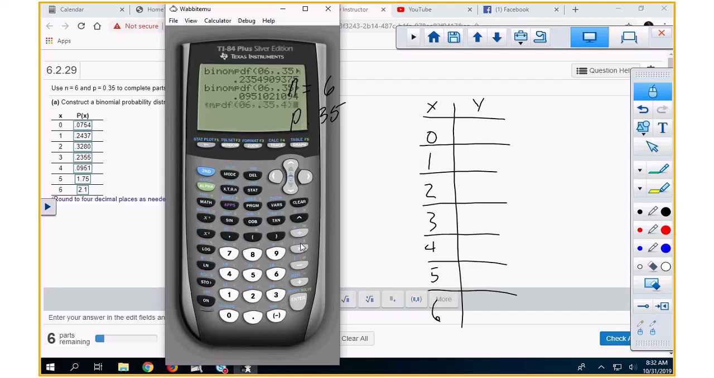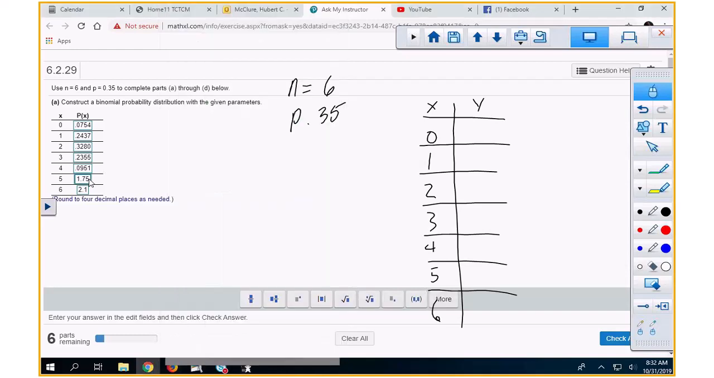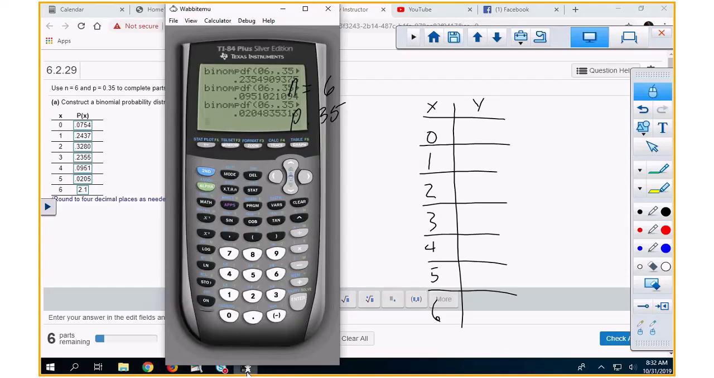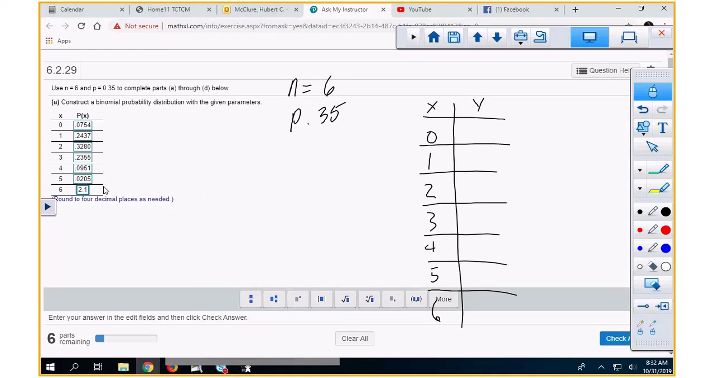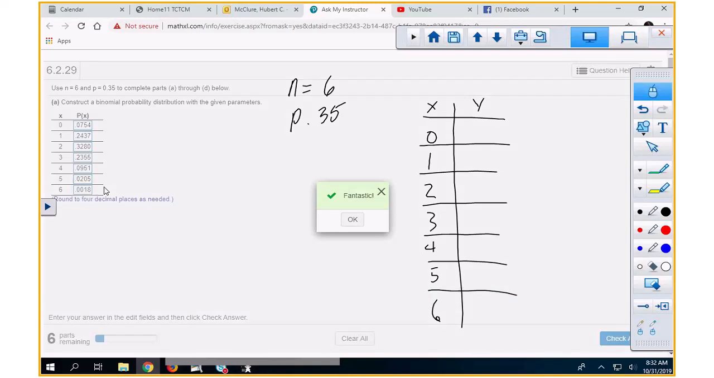Second enter. 5. 0.0205. And the last one, second enter. 6. And that's going to be 0.0018. We got it right.